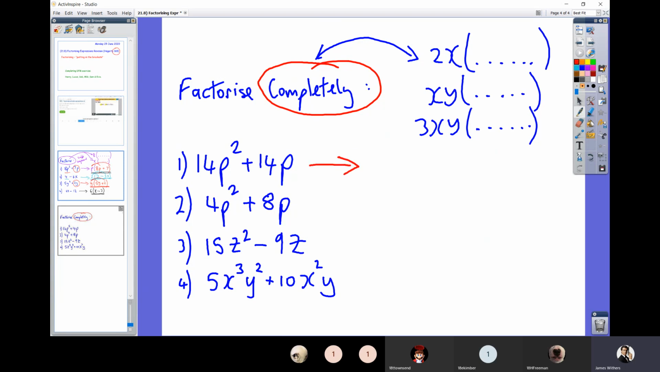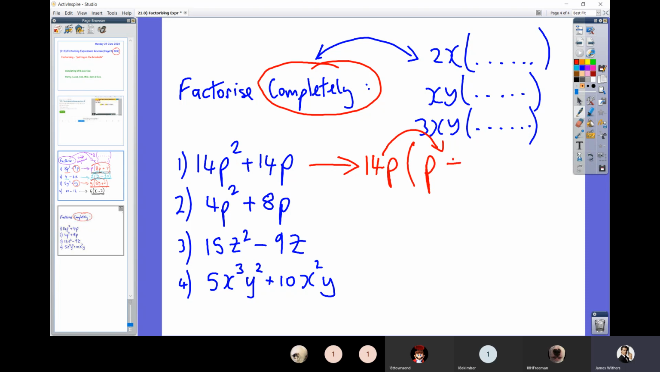So my thought process here, what's the highest common factor of 14 and 14? Well, it's 14. 14 goes into both 14 and 14, obviously. What's the highest number of p's I can take outside the bracket? Well, it's a single p. Open up my bracket. 14p times what gives me 14p squared? What am I missing? I'm missing a p, because 14p squared means 14 times p times p. So I'm missing a p.